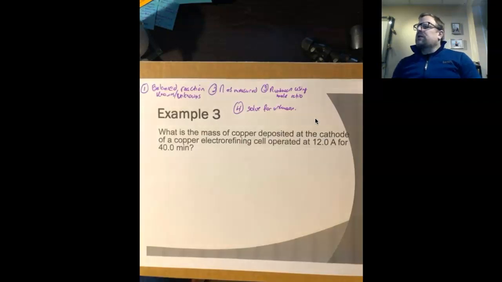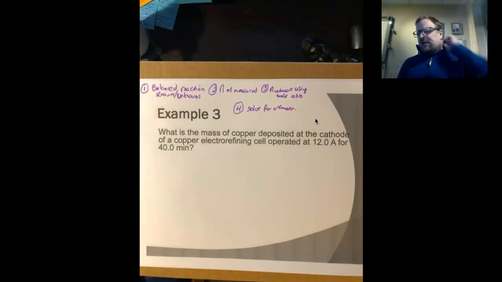So in this question, it's asking, what is the mass of copper deposited at the cathode of a copper electrorefining cell operating at 12 amps for 40 minutes? In other words, how much copper can we expect to be stuck on the cathode if it operates for 40 minutes at 12 amps? So that how much in this case is going to be a mass.